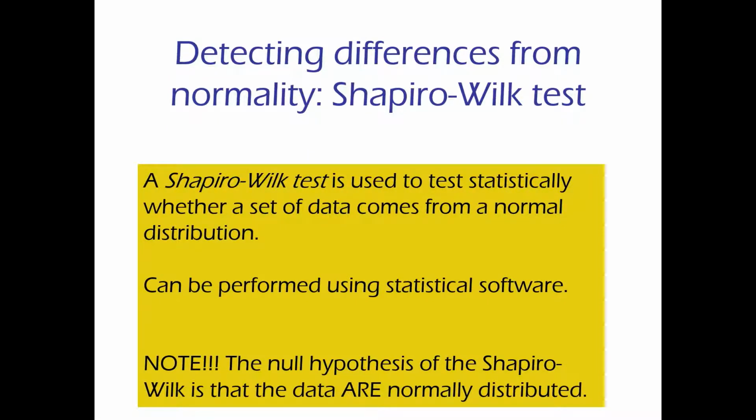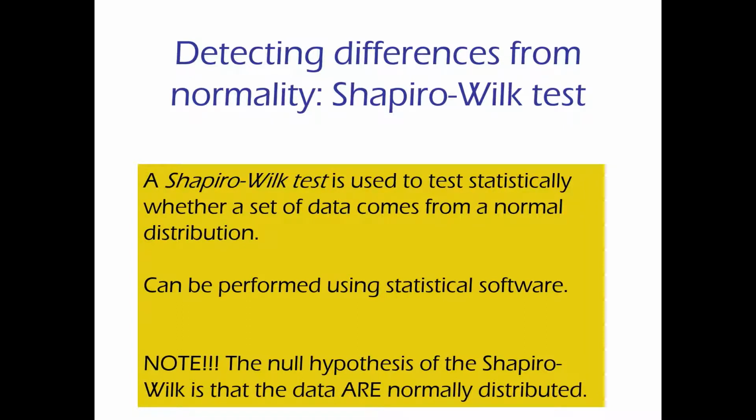The Shapiro-Wilk test is another method we can use to determine normal distribution. It is like a statistical test with its own null hypothesis. You can perform this test using any statistical software, like JMP.